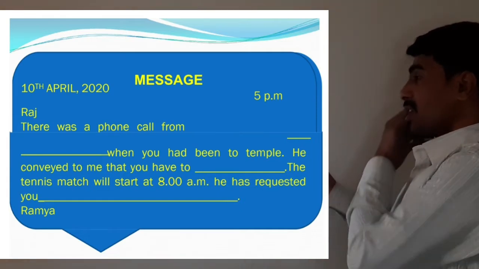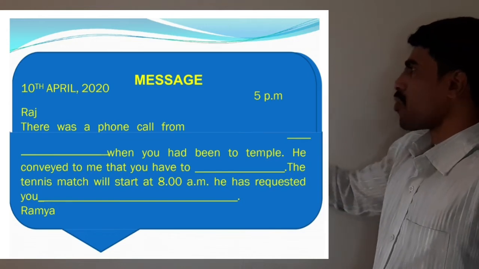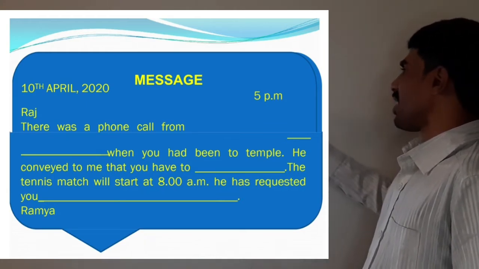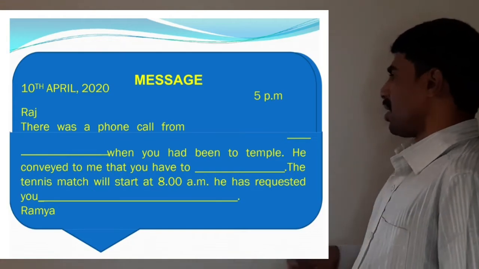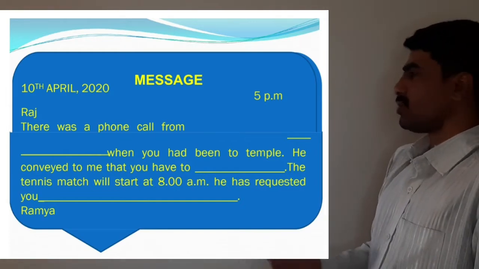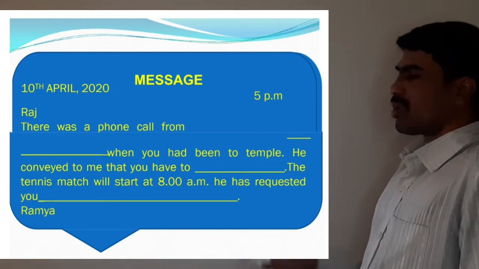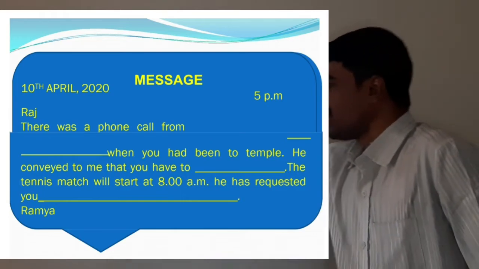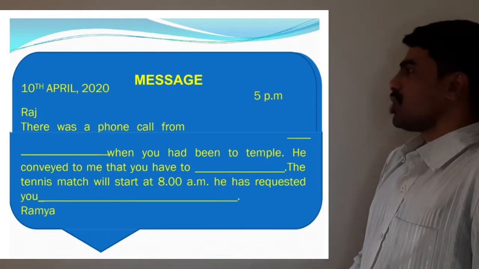So this is the telephonic conversation. And then here is the message, whatever we have heard in the telephonic conversation. So you see, the message: the date is written here, and it is addressed to Raj. It was given at 5 p.m. There was a call from a person when you had been to the temple. He conveyed to me that you have to report at Chinnappa Stadium tomorrow and so on. The tennis match will start at 8 a.m. He has requested certain things of you. What he has requested according to the telephone conversation, you have to write here. And Ramya is the person who picked up the call, and Ramya wrote a message to Raj.